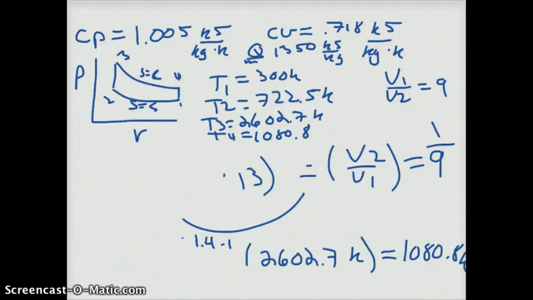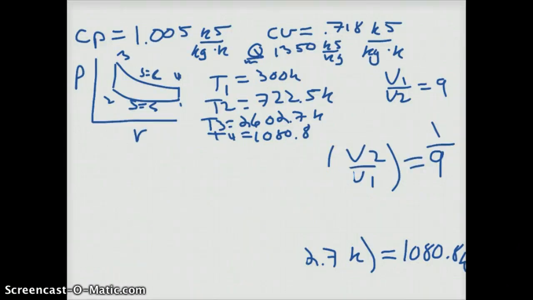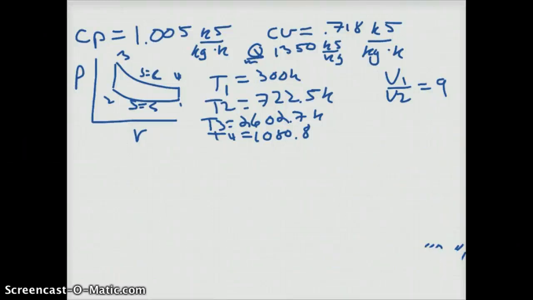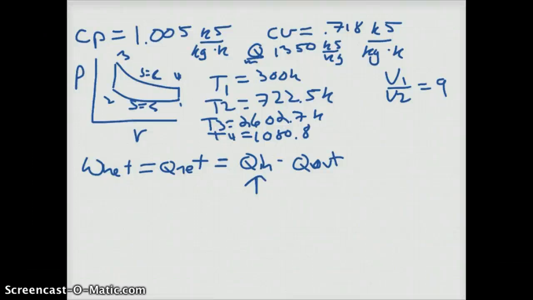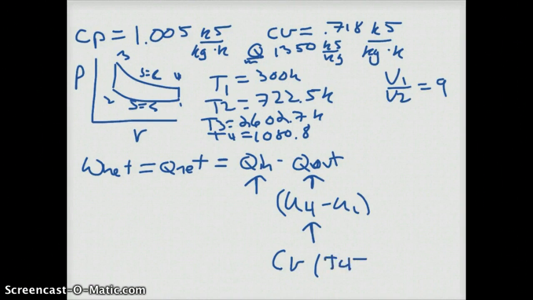So now we can get to part A of the problem, which asks what is the net work. We know that the net work in a cycle is equal to the net heat, which is equal to Q in minus Q out. We already know our Q in, and our Q out is going to be equal to U4 minus U1, which, using our specific heats, equals CV times T4 minus T1.